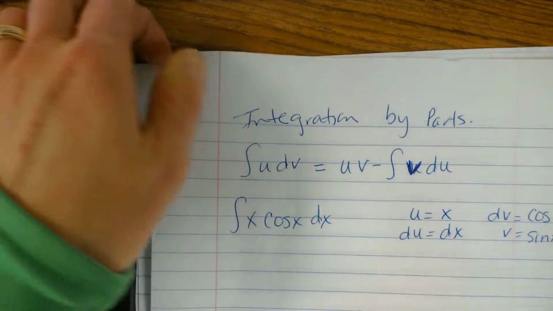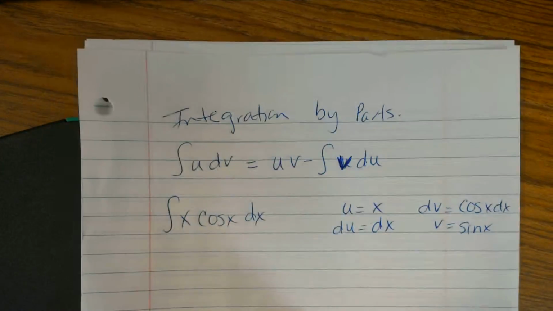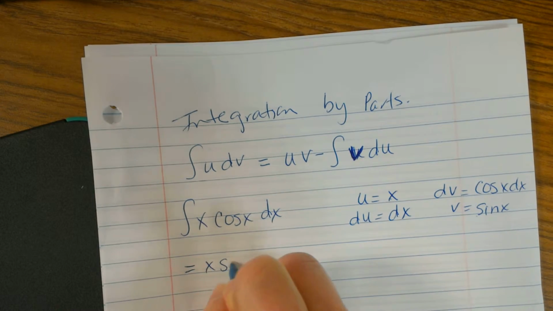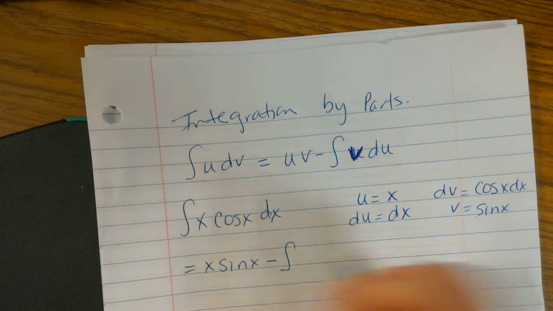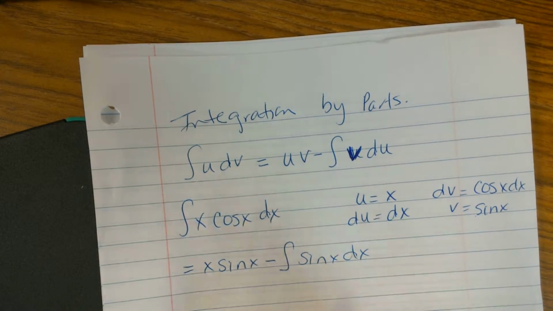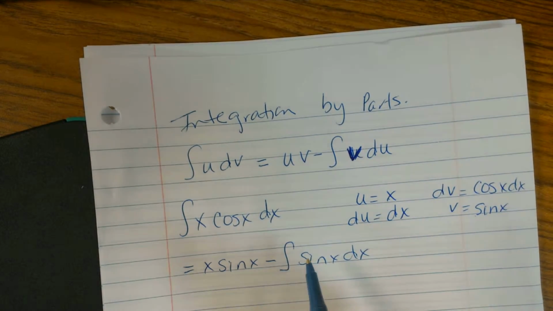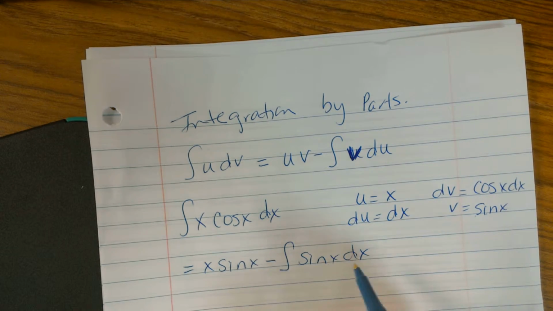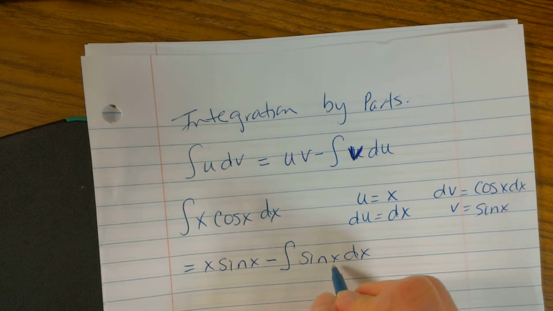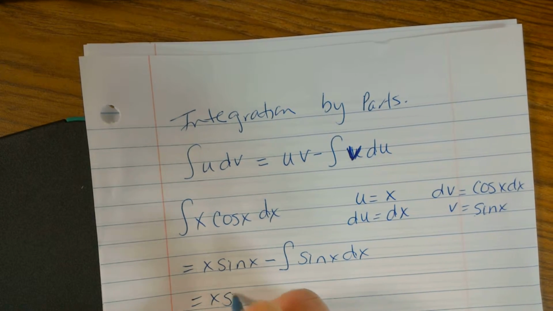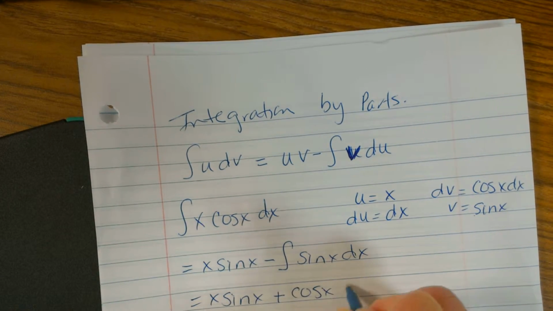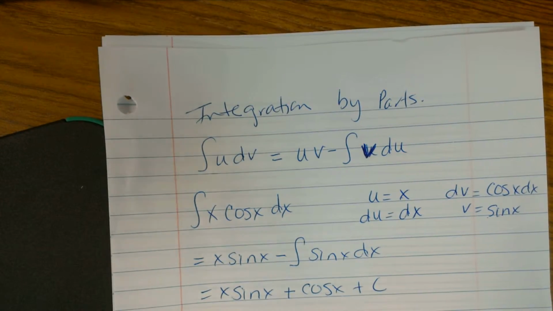Okay, so now we're just going to stick in. If I rewrite this, it's u times v, so I have x sine of x minus my v du, sine of x dx. Now, this is pretty easy. That's not anything weird. So what is the antiderivative of sine? It's negative cosine. So I've got x sine of x minus a negative cosine, so it's plus cosine of x, and then we have our plus c. And that would be our answer.